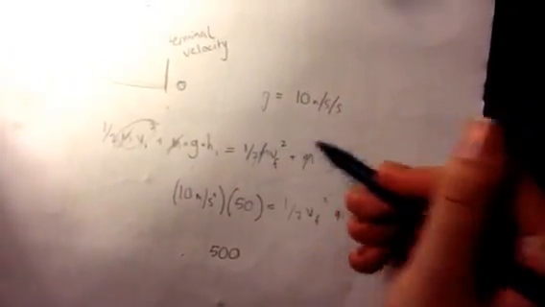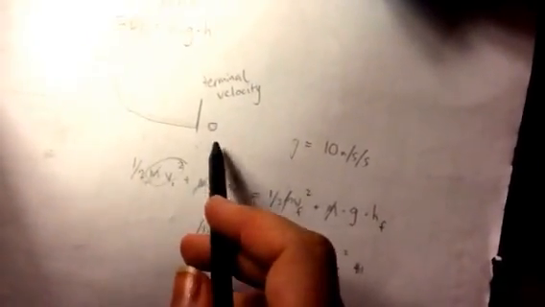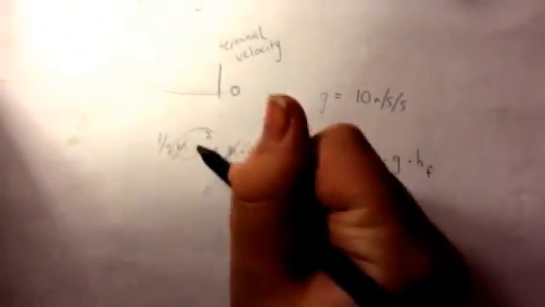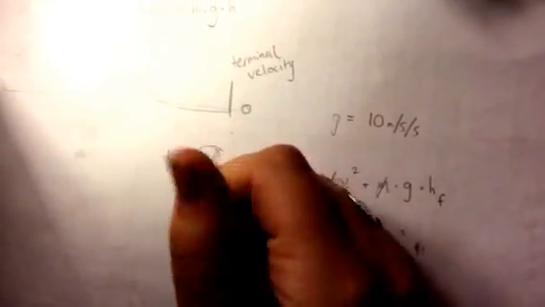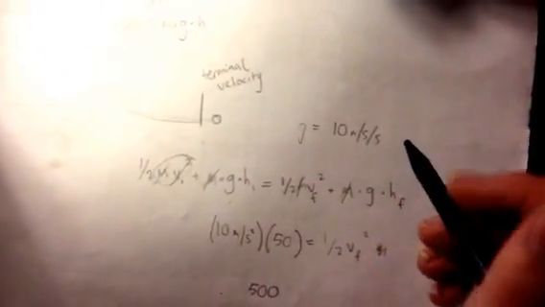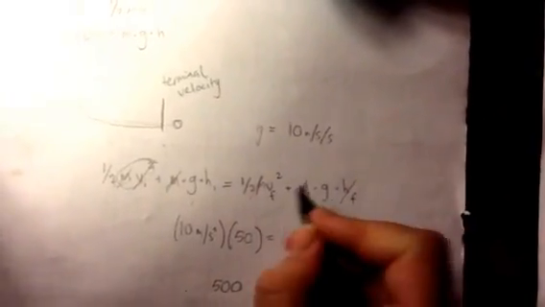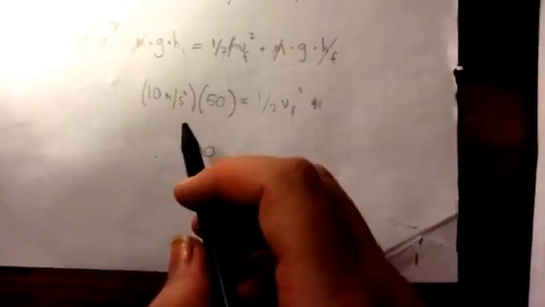And since the bottom of my hill is at a height of 0 and I am starting from a non-velocity position, I'm starting from stillness, I can take away initial velocity, making this 0, and I can take away my final height, which is 0. So I'm setting equal 10 meters per second squared times 50, which is the initial height, equal to 1/2 final velocity, which is what I'm trying to find, squared.